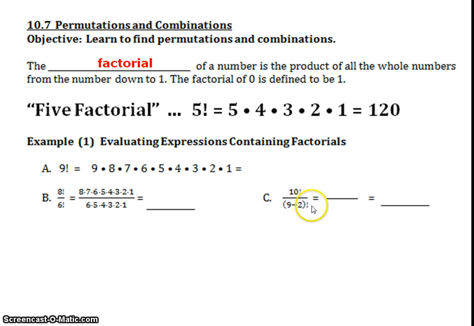In letter C, 10 factorial divided by 9 minus 2 factorial. So let's simplify the denominator first. Our numerator would still be 10 factorial. In our denominator, however, we would have 7 factorial. Now before you punch this into your calculator, you may want to recall over here that in the numerator, these factors 6, 5, 4, 3, 2, 1 could be divided out by these factors in the denominator, and you are only left with 8 and 7 as factors in the numerator. So you may want to think about that over here before you punch this into a calculator. But either way, calculate this and write your answer here.